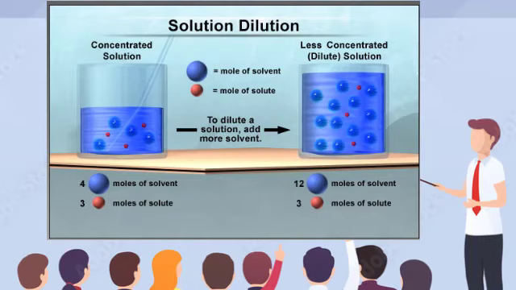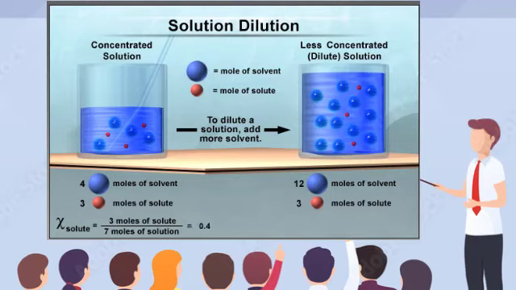You can use your knowledge of solution concentrations, including mole fractions, to verify this concept. In the concentrated solution, there are 3 moles of solute per 7 moles of solution. The mole fraction of the solute is therefore 0.4.